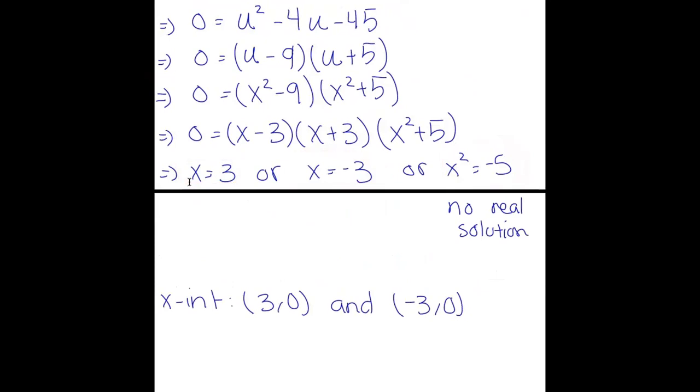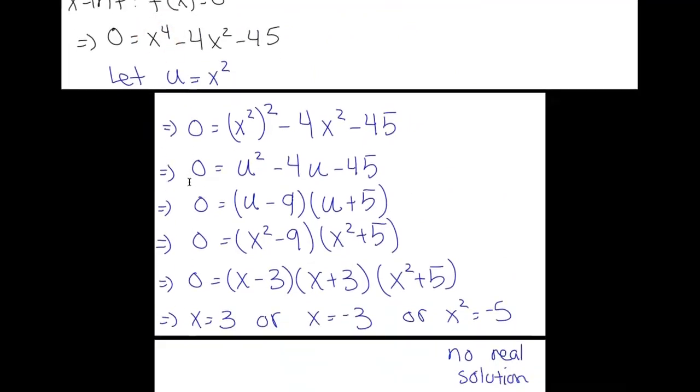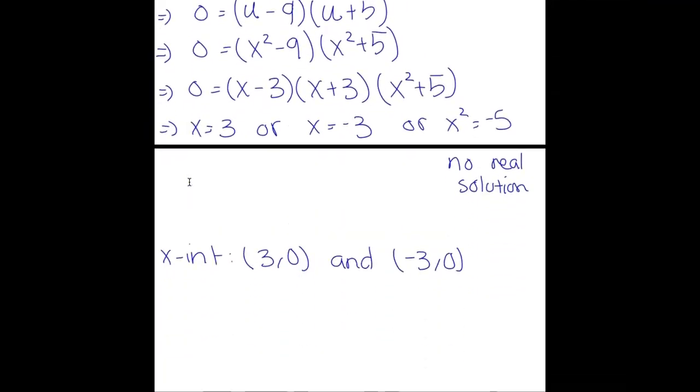So notice, again, it's a degree 4 polynomial. The maximum number of x-intercepts you can have is 4. We have 2 real ones, and then you would get 2 imaginary ones from there. But we don't care about finding the imaginary ones, but there are 4 counting imaginary and counting a repeat.